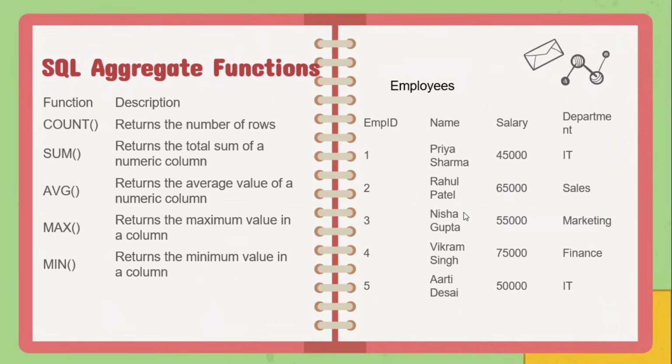Then let's see SQL aggregate functions. The functions are count, sum, average, max, min. Count returns the number of rows. Sum returns the total sum of a numeric column. Average returns the average value of a numeric column. Max returns the maximum value of a column, and similarly min returns the minimum value in a column. Suppose we have this employee table, and let's see how we can implement these operations on that table.